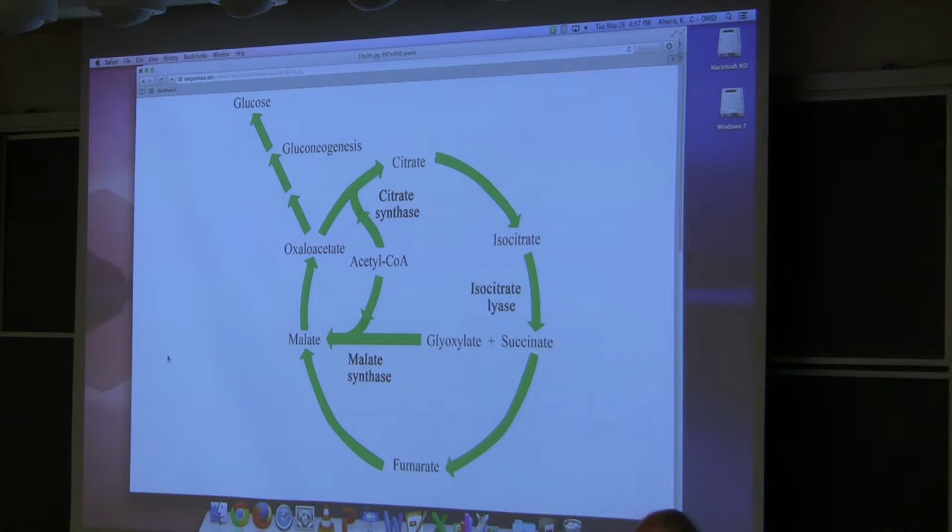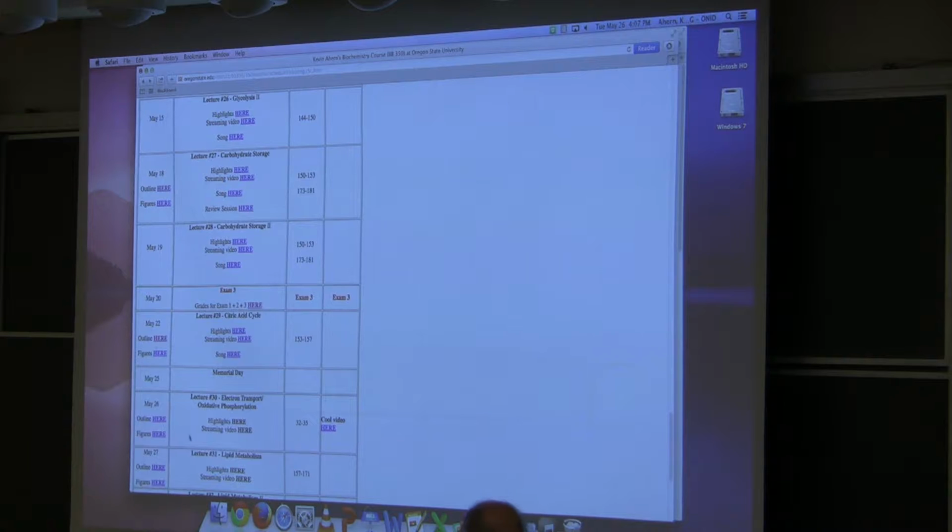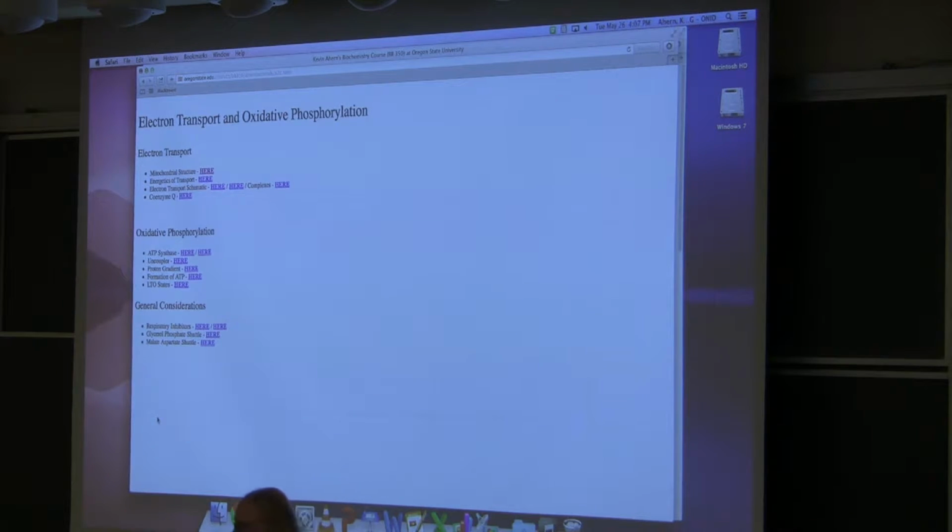Okay, questions about that? It's basically due to the fact that these plants and bacteria have these two enzymes, isocitrate lyase and malate synthase, that allow them to do what you see here. Okay. Well, that's the glyoxylate cycle, and now we get to turn our attention to electron transport and oxidative phosphorylation.